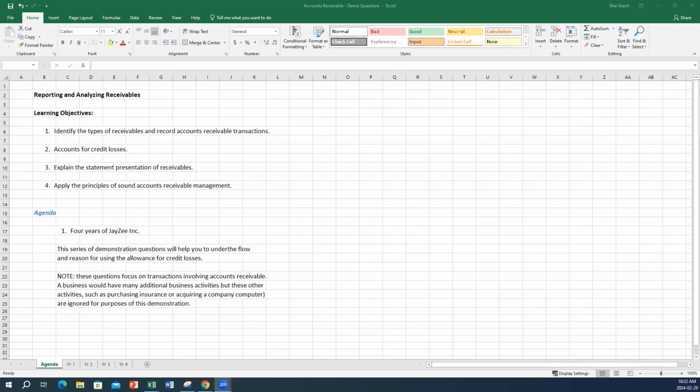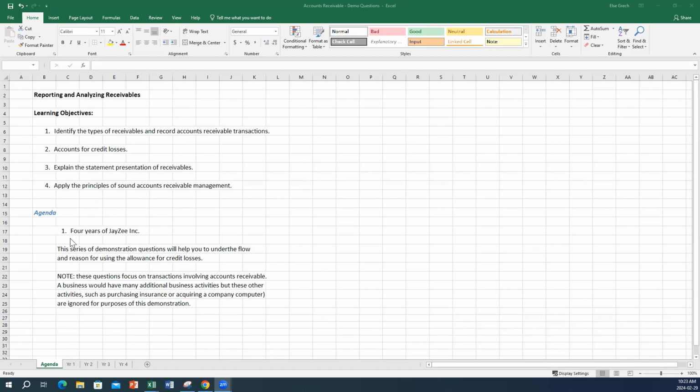What I'm going to do is talk about reporting and analyzing receivables. You can see my learning objectives right here: identify the types of receivables and record accounts receivable transactions. We're actually going to focus on recording accounts receivable transactions, account for credit losses, explain the statement presentation of receivables, and apply the principles of sound accounts receivable management.